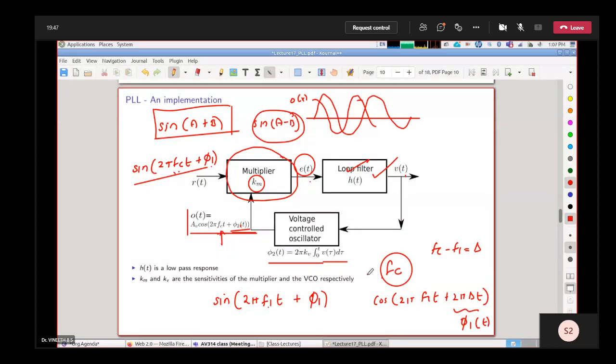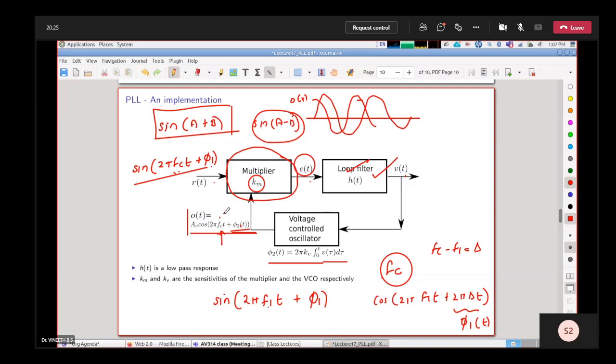I just assumed it to be the same for simplifying the discussion. Even if it is not the same, you will get a sine of some phi 1 minus phi 2 signal here. Both phi 1 and phi 2 could change with time, in fact, because there is a frequency difference between this R of t and this O of t. So this is what we have.